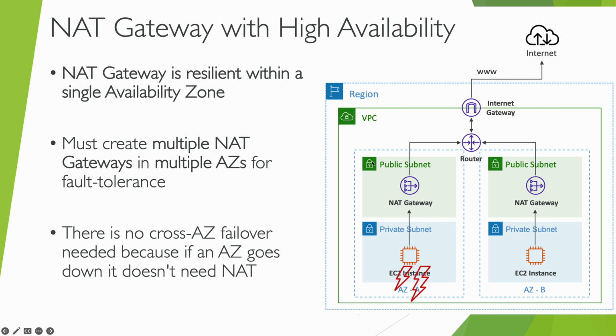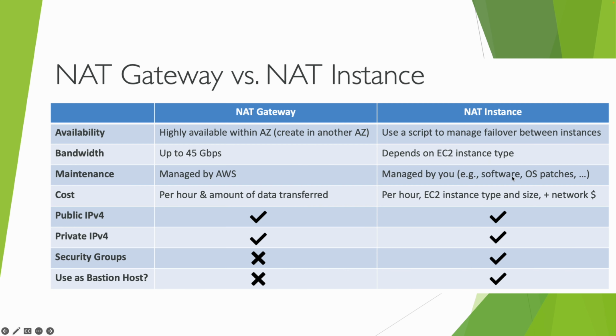Okay, so you need to create a NAT gateway for each availability zone when you are creating a multi-availability zone architecture. For each availability zone, you need to create a NAT gateway. And one more thing: what is the difference between NAT gateway and NAT instance?